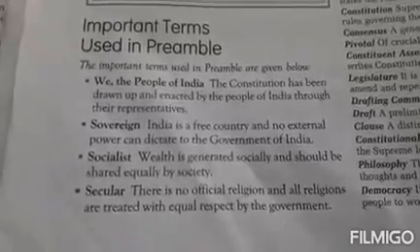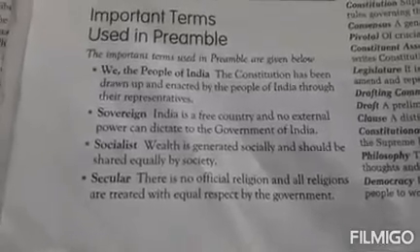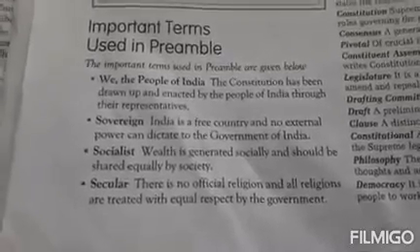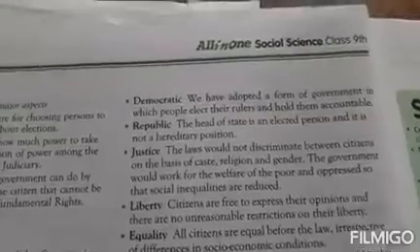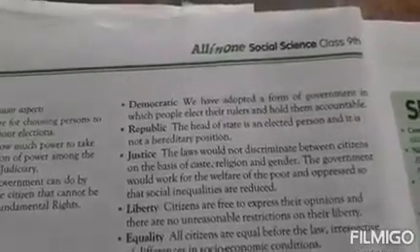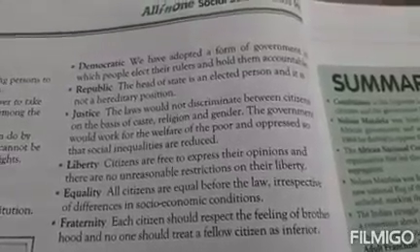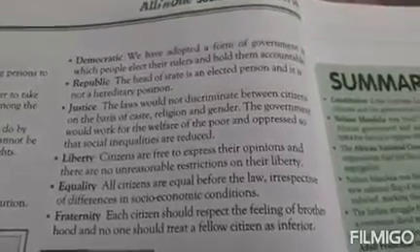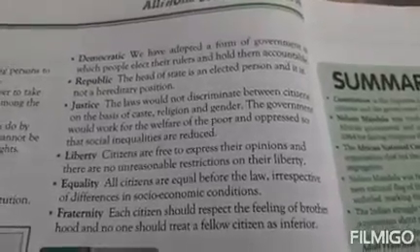Socialist: wealth is generated socially and should be shared equally by society. Secular: there is no official religion and all religions are treated equally and should be respected by the government. Democratic: we have adopted a form of government in which people elect their rulers and hold them accountable. Republic: the head of the state is elected by the people and it is not a hereditary position.